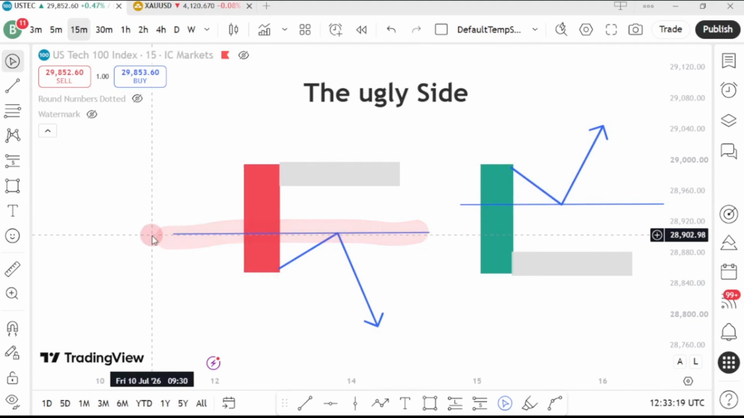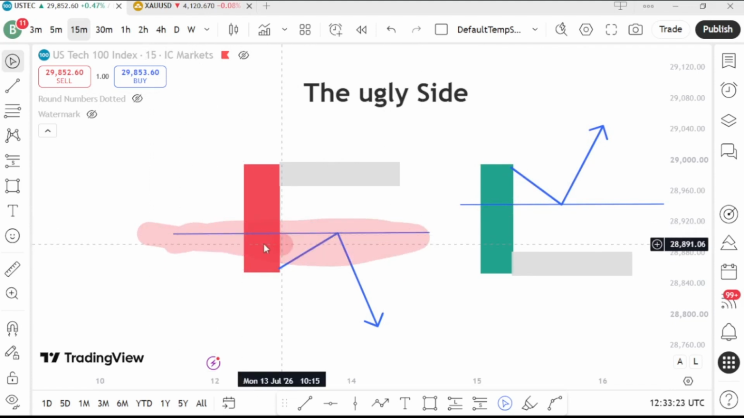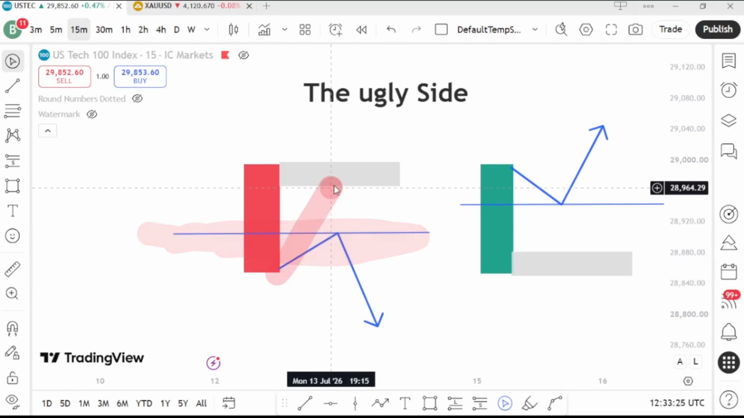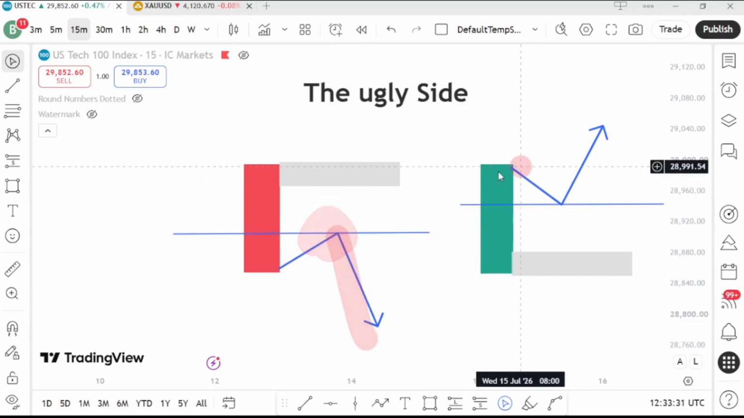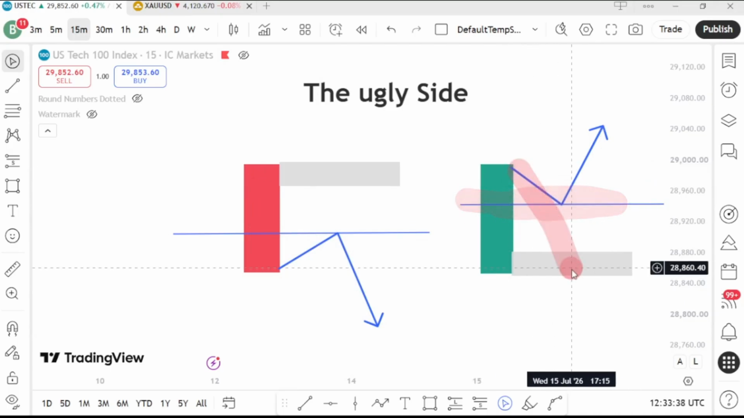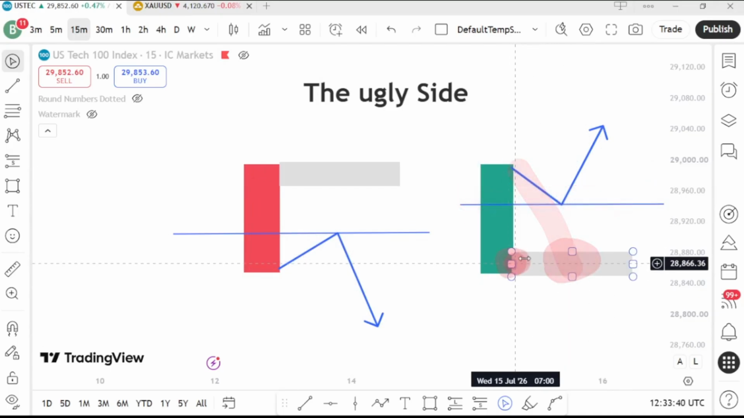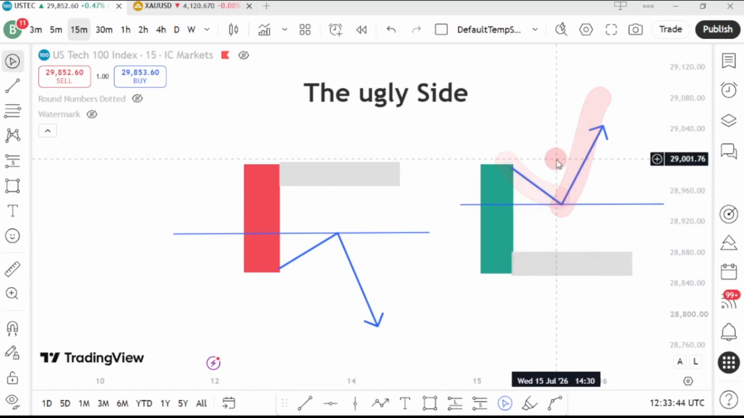So maybe there's a very sensitive resistance level that is within the candle over here. So for that reason, price is not going to get to the supply, but just use the resistance level to drop. The same thing applies to the demand zone. Maybe there's a sensitive support level over here, so the market is not going to get to the demand, that is the low of the candle, but just react in the middle of the candle and rise, right? So that is one thing that you have to take into consideration.